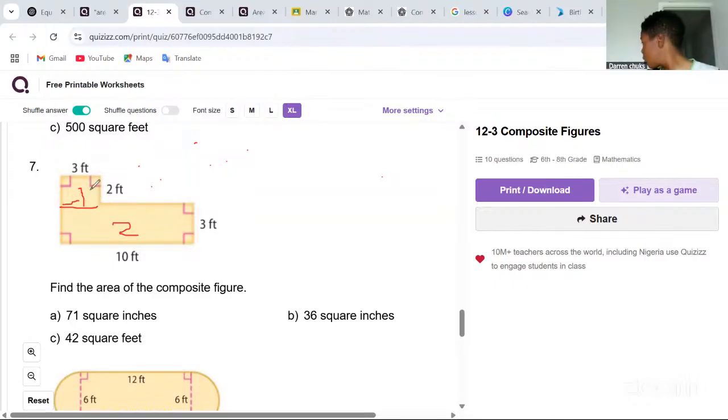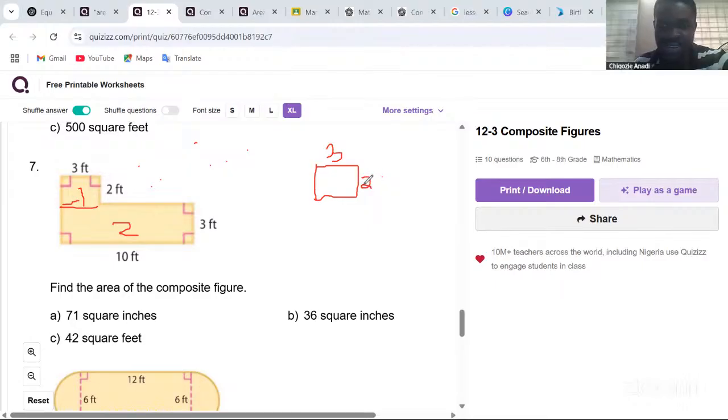So shape 1, if I'm to draw shape 1 right here, shape 1 is looking this way. We have 3 feet here and we have 2 feet here, right? This is obviously a rectangle, right? So what's going to be the area of this particular rectangle? That will give us 6, right? 6 feet square.